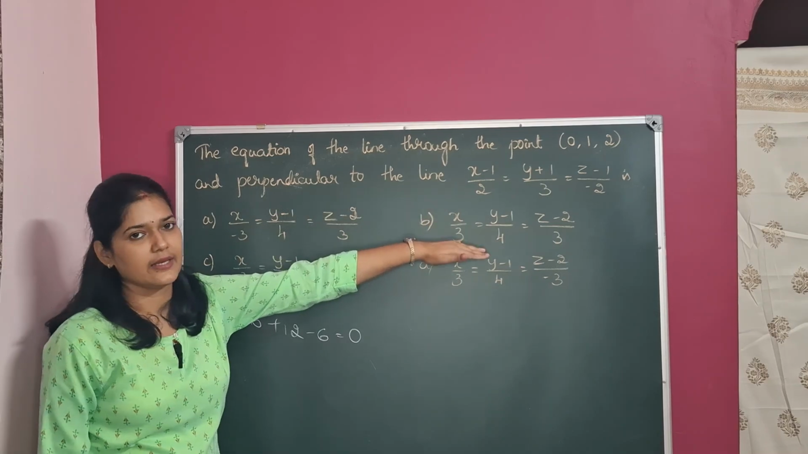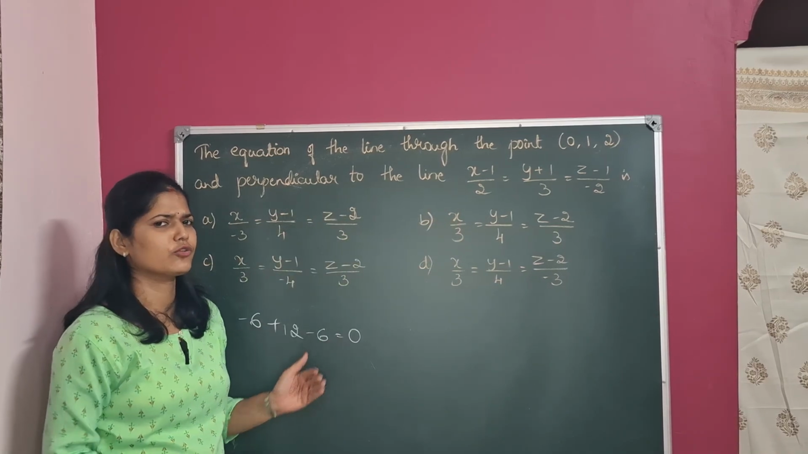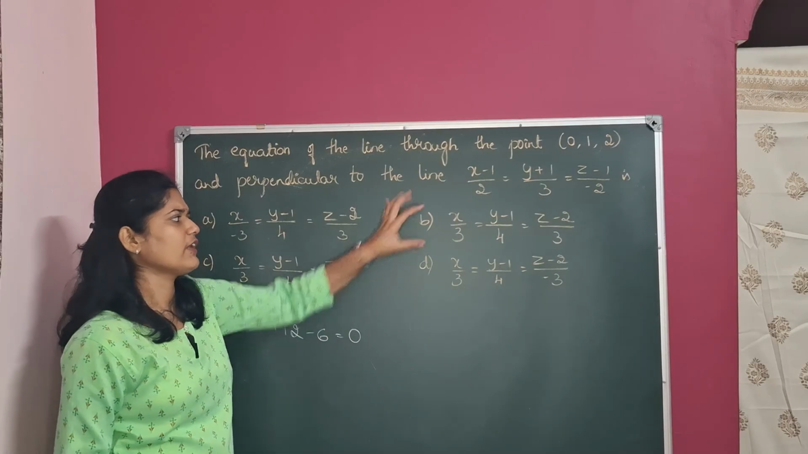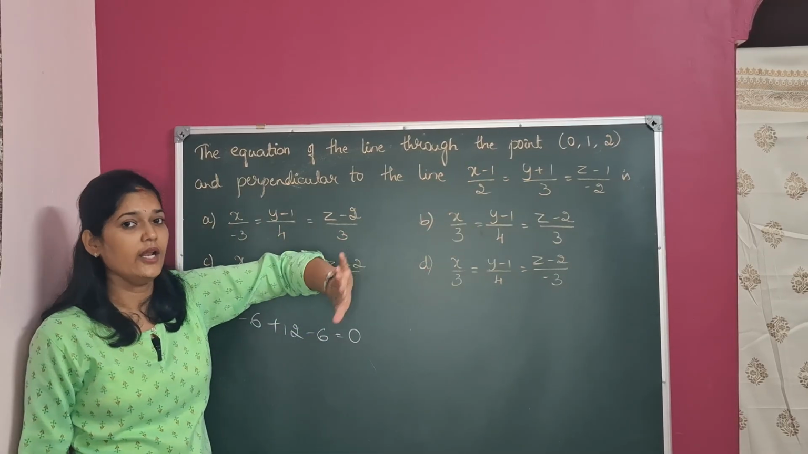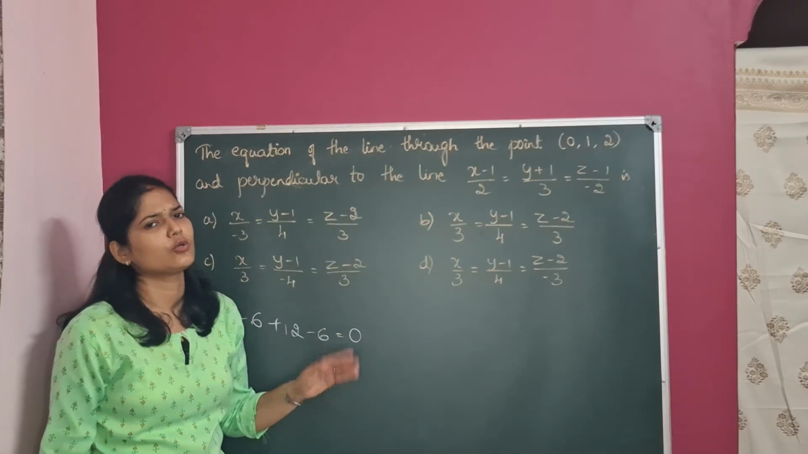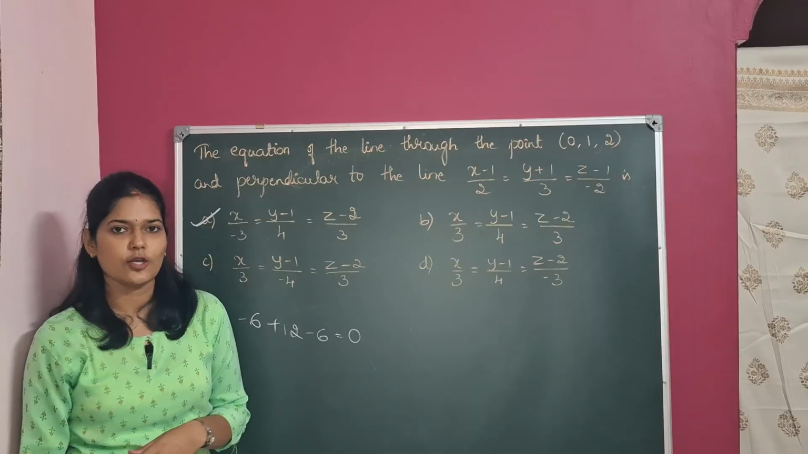If you compare similarly for other options, we will not get equal to 0. Therefore, those lines are not perpendicular. We can check here. It is 6 plus 12 minus 6. It will be 12, not equal to 0. Similarly, you can check for option C and D. Clearly, the answer is option A.